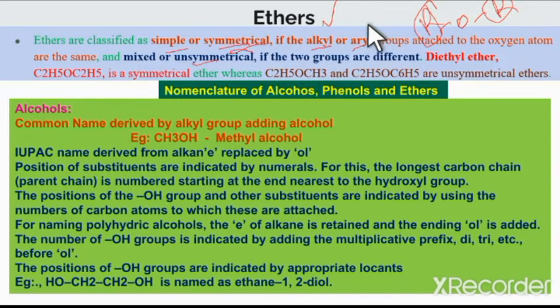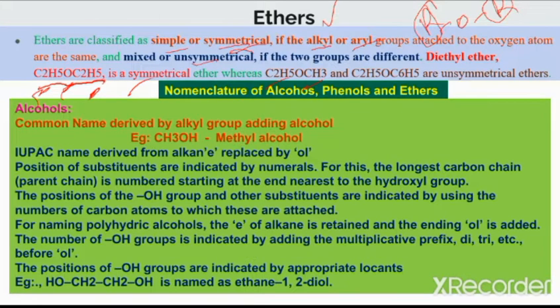In the case of dimethyl ether, with respect to the oxygen, either side consists of the same kind of groups, so it would come under the symmetrical ether. We can also take the example C2H5 O C2H5. With respect to oxygen, both sides have the same kind of alkyl group, so that would come under the symmetrical ether. Whereas in an unsymmetrical ether, with respect to oxygen, the groups are different.